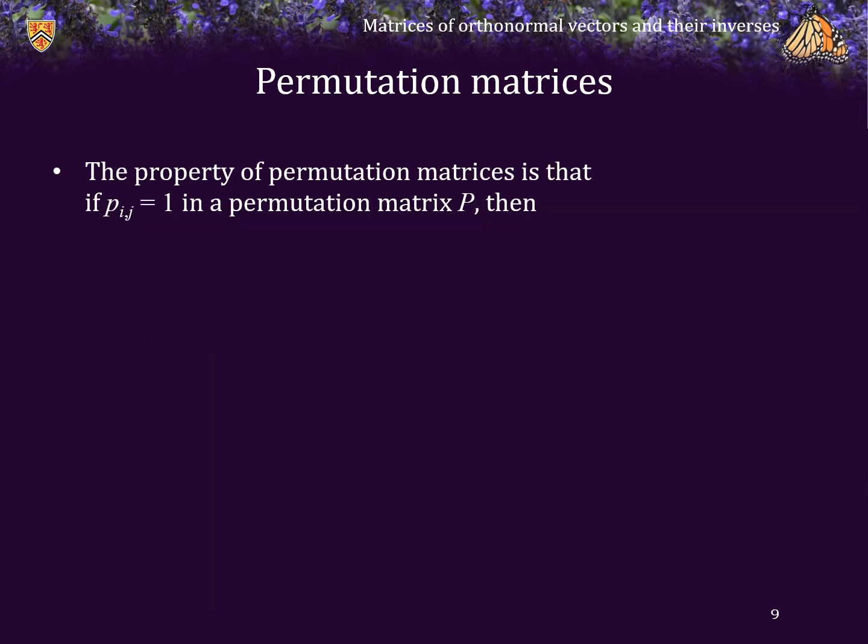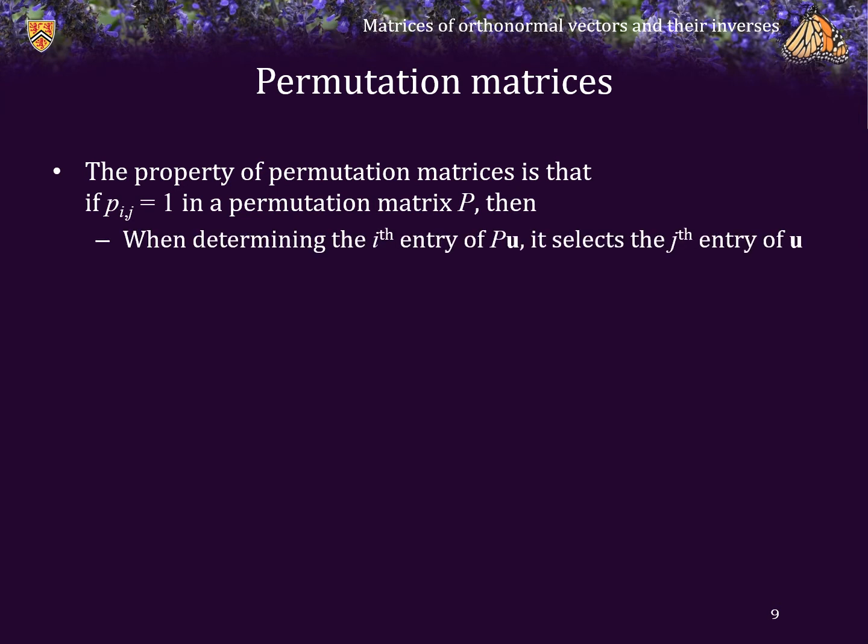Now, the property of a permutation matrix is such that if P_ij is equal to 1 in a permutation matrix, then when determining the ith entry of P times u, it selects the jth entry of u.